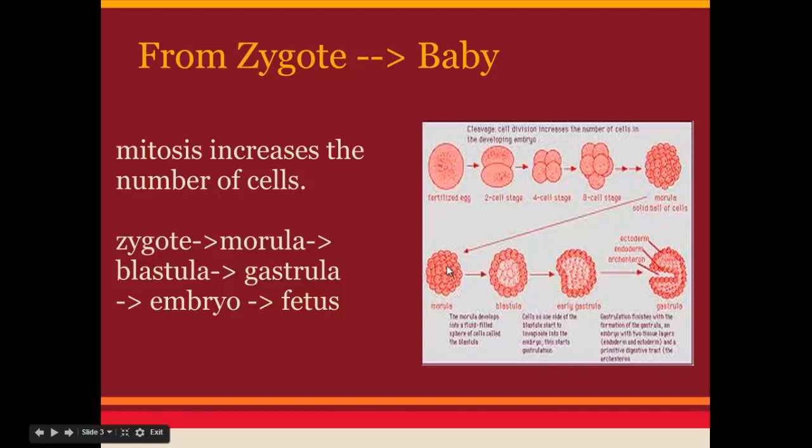And that solid ball of cells will then become hollow inside, at which time it's called a blastula. And then that cell starts to fold in and develop layers, and that's called a gastrula. So again, we start with the zygote. Through mitosis, the zygote becomes a morula, then a blastula, then a gastrula. Then once we get past these stages, we call it an embryo. And then after 8 weeks of pregnancy, we'll call the developing baby a fetus.